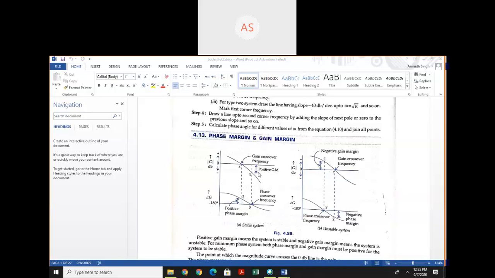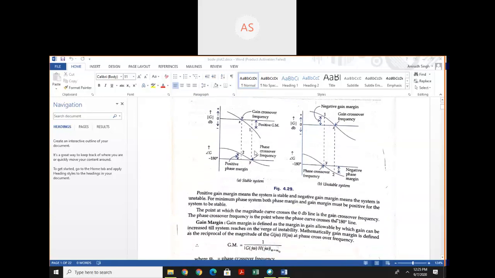Similarly, this gain margin is calculated at the phase crossover frequency. Similarly, at the gain crossover frequency, this is the positive phase margin. We can add this amount of phase to the system to make the system critically stable. For positive gain margin and positive phase margin, the system will be stable.